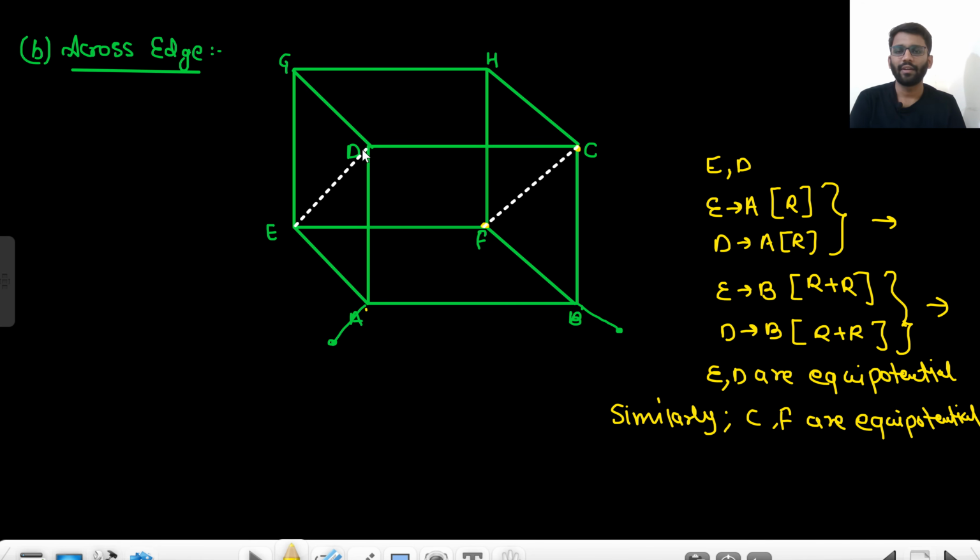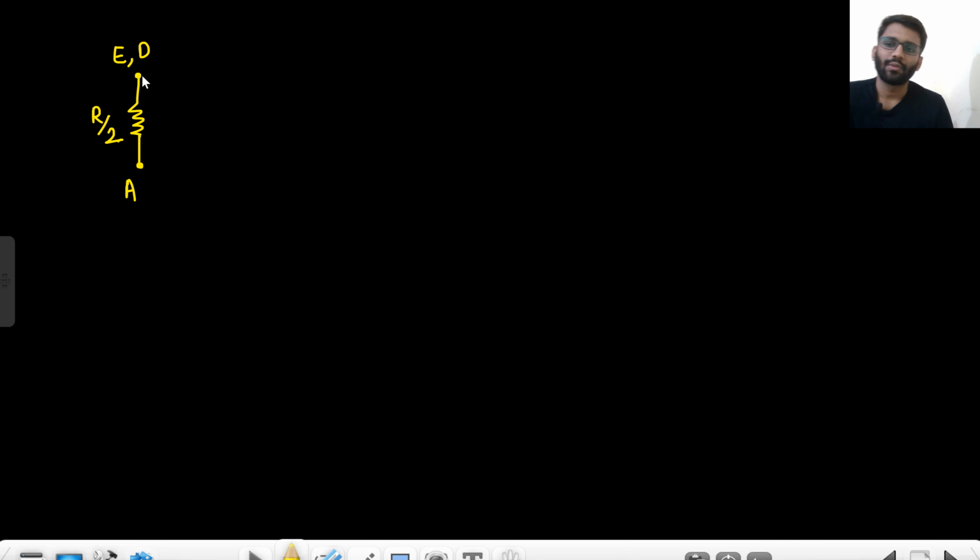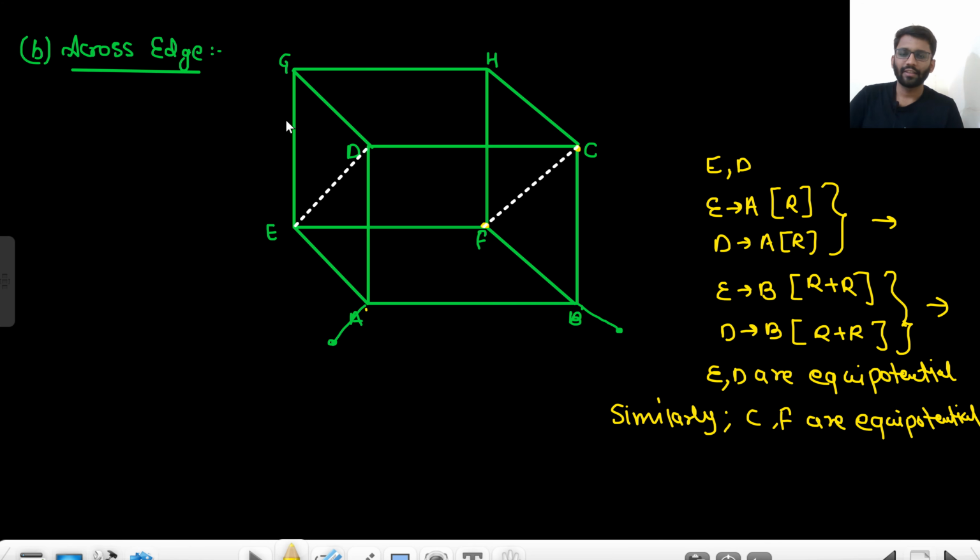Then from D to G, we have R. From E to G, we have R. So to G, this is point G, we will have R by 2. Between A and G, are we having anything? No, we are not having anything. So this is gone, this is gone, this is gone, and this is gone.